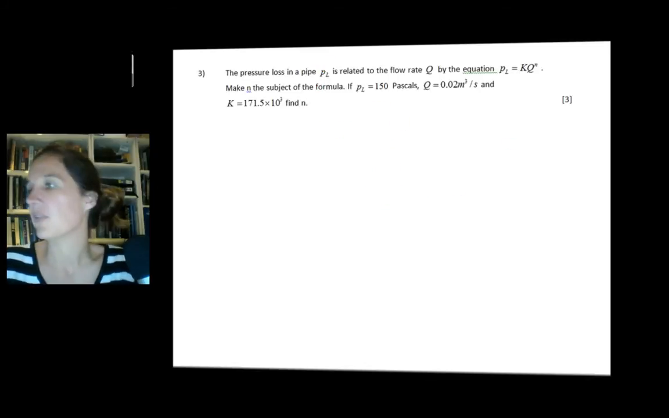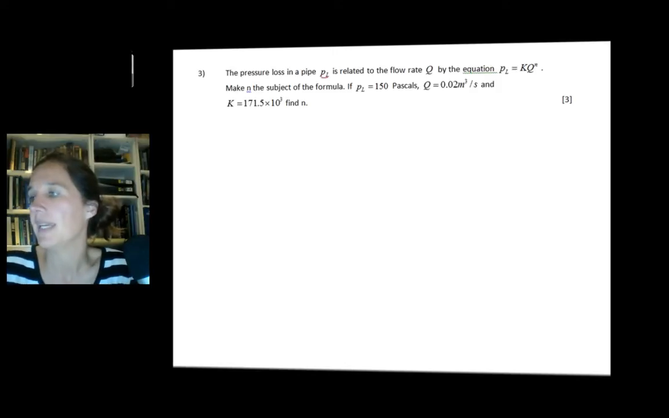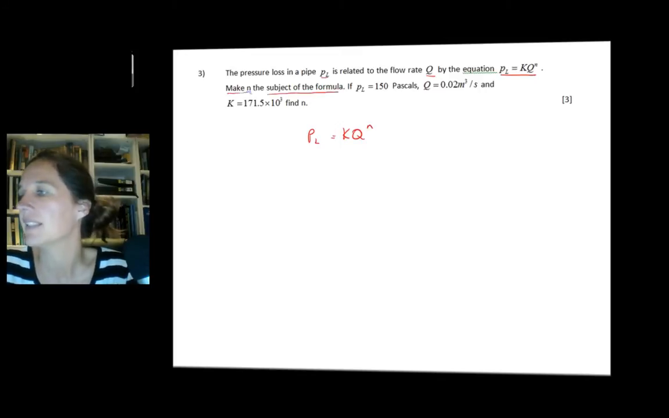Moving on to question 3. So here we've got a pressure loss in a pipe, PL, is related to our flow rate Q by our equation. Here we've got PL equals K, Q to the power of N. First we want to make N the subject of the formula.